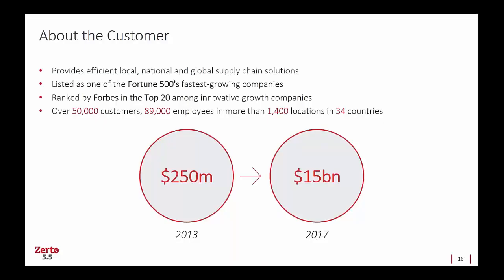So just to start out and talk a little bit about this customer, they started out as a US company but are now global. As you can see, they provide local, national and global supply chain solutions. They've received numerous awards for growth, innovation, general service, quite frankly. And they've really grown hugely in a very short space of time. They had revenues of $250 million in 2013. Today they're worth over $15 billion, so a real huge growth there.